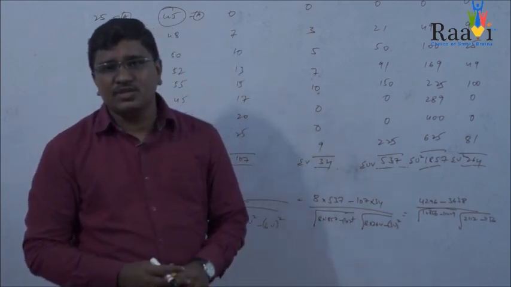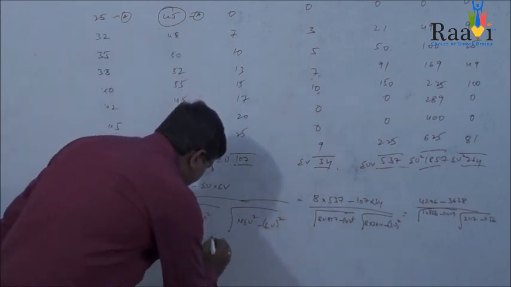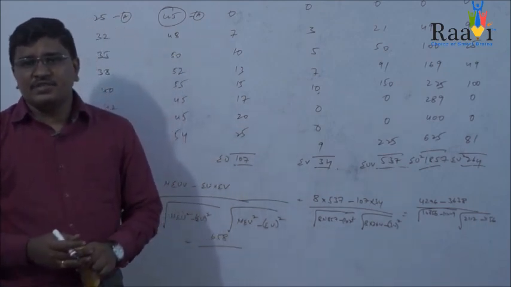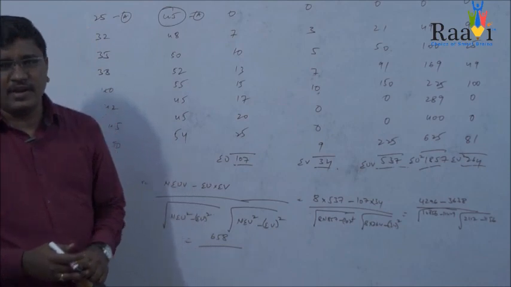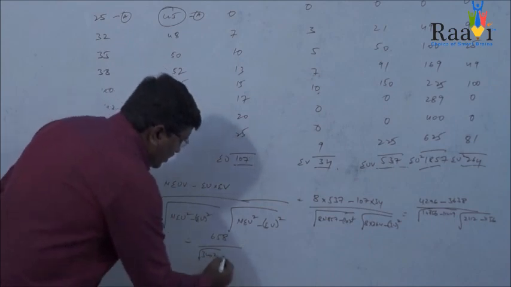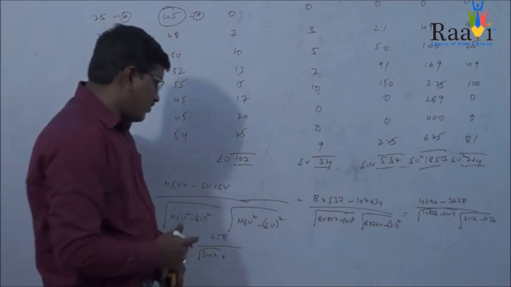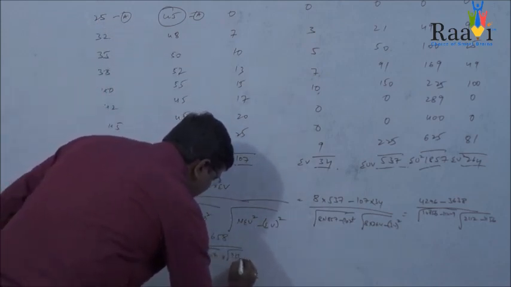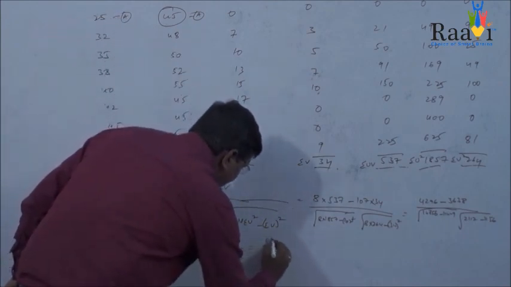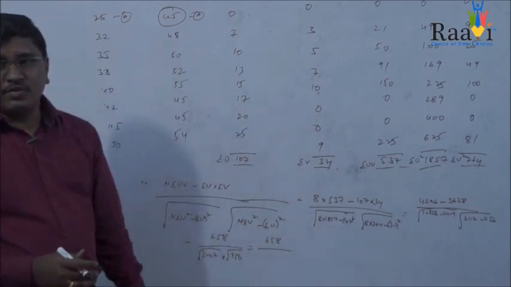Now 4296 minus 3638 is equal to 658. So 658 divided by 14,856 minus 11,449, you will be getting a value of 3,407, under root 3,407 into 2,112 minus 1156, you will be getting a value of 956. So under root 956.